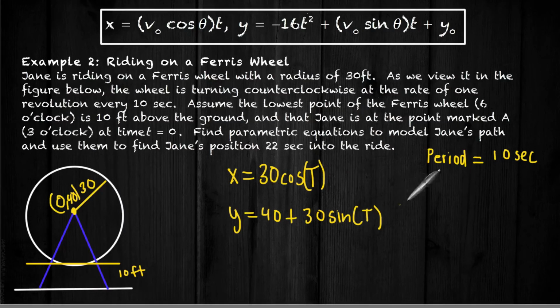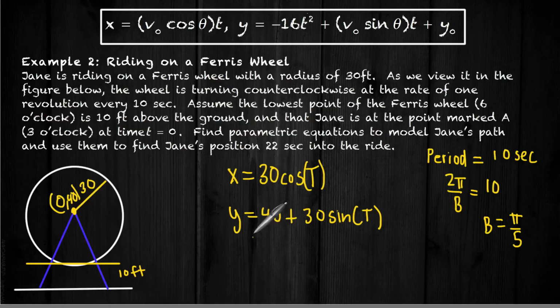Now, we have to also take into consideration that the period is 10 seconds. So we need to remember the formula for the period. The period formula is 2 pi over b, and that is from chapter 4. 2 pi over b is the formula for the period, equals 10. And so if you cross multiply, you will get b is equal to pi over 5. So we recognize this to be a radian value. So that means our calculator needs to be in radians.